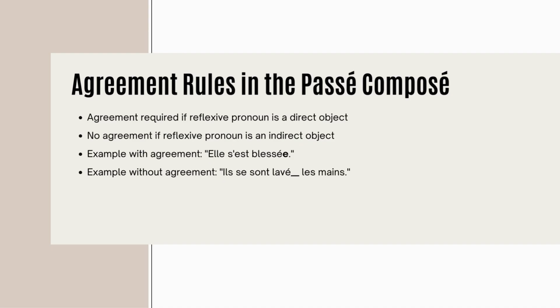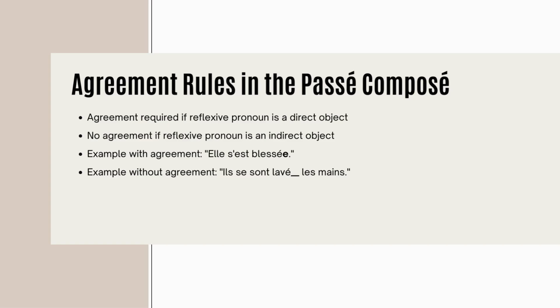Here's an important rule. In the passé composé, the past participle must agree in gender and number with the subject if the reflexive pronoun is a direct object. For example, elle s'est blessée. She hurt herself. With blessée agreeing with elle. So elle, her, or she is the direct object here, which is why the participle agrees with the feminine.